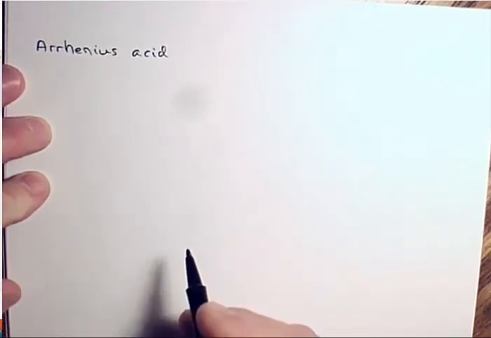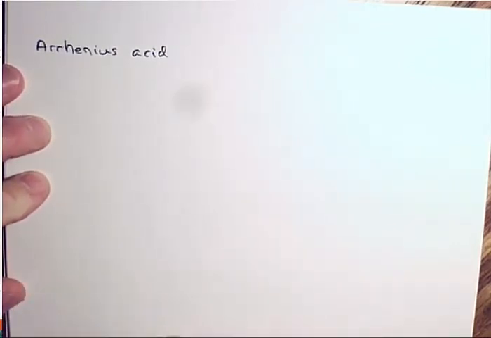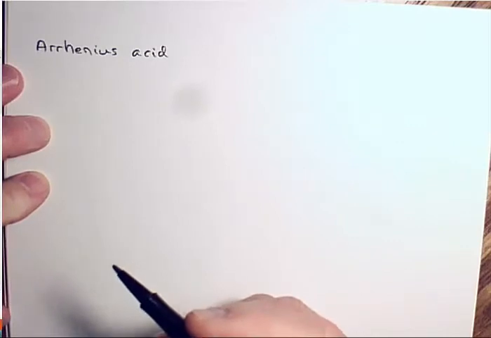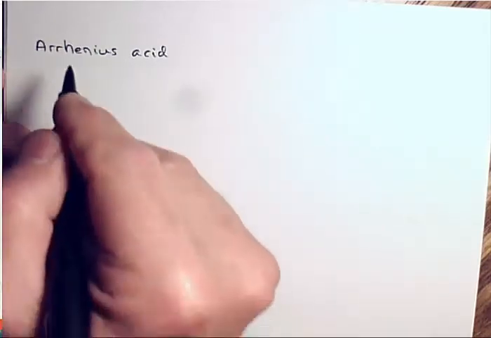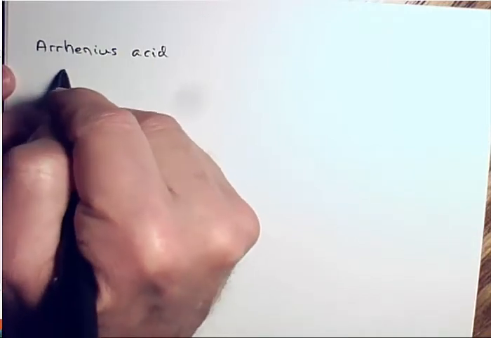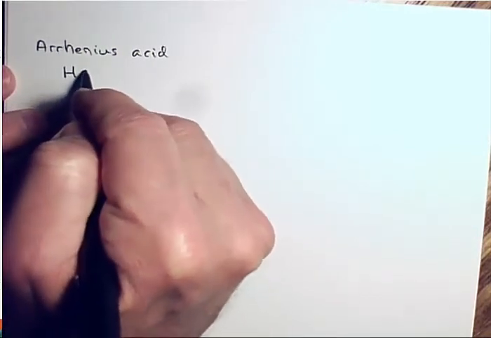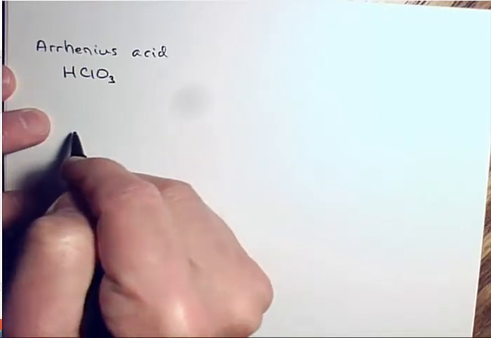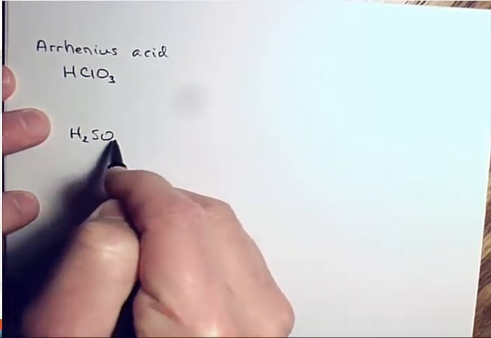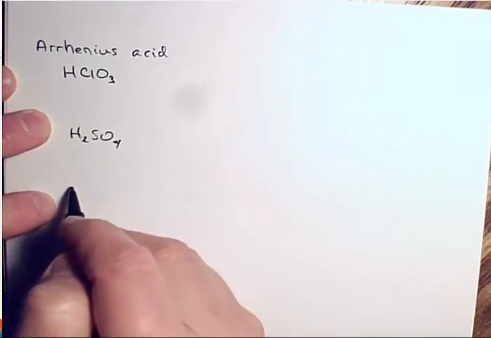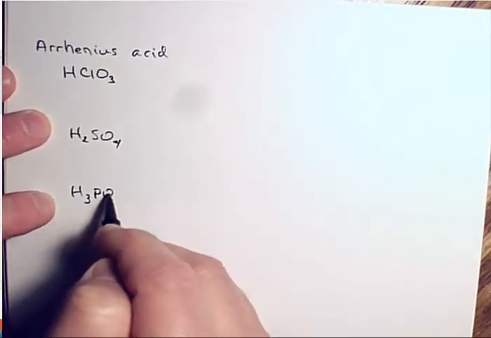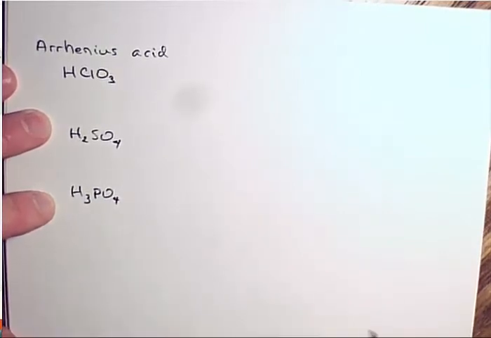An Arrhenius acid has hydrogens on the front of the formula. Technically, it's more broad than that, because an Arrhenius acid is actually anything that gives away hydrogens into an aqueous or water environment. But for us, we're going to go with really simple acids, like HClO3 or H2SO4 or H3PO4. That's our simple sort of acid we're working with right now.